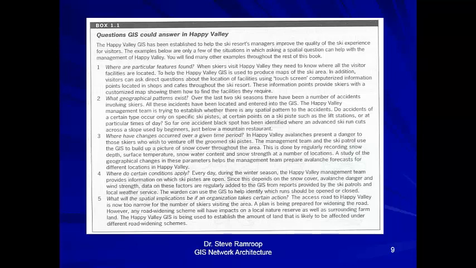2, what geographical patterns exist. 3, where have changes occurred over a given time period. 4, where do certain conditions apply. 5, what will the spatial implications be if an organization takes certain actions.